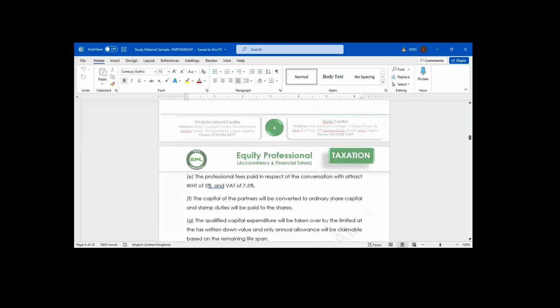Another one. Professional fee paid in respect of the conversion will attract withholding tax of 5% and value-added tax of 7.5%.